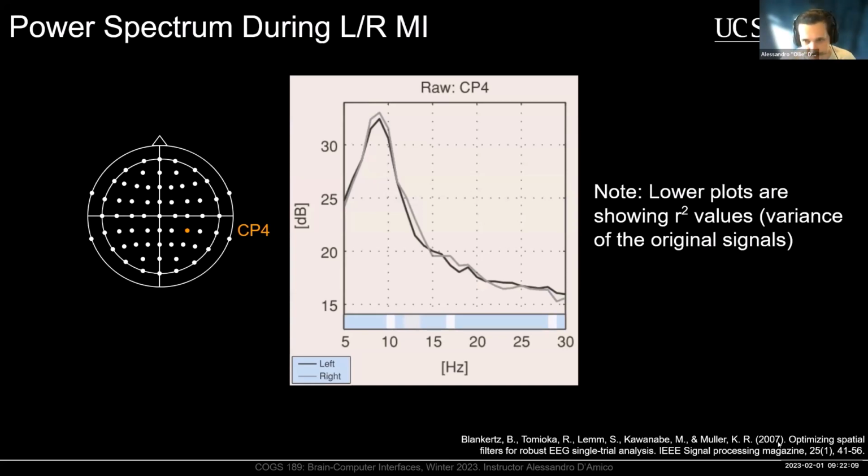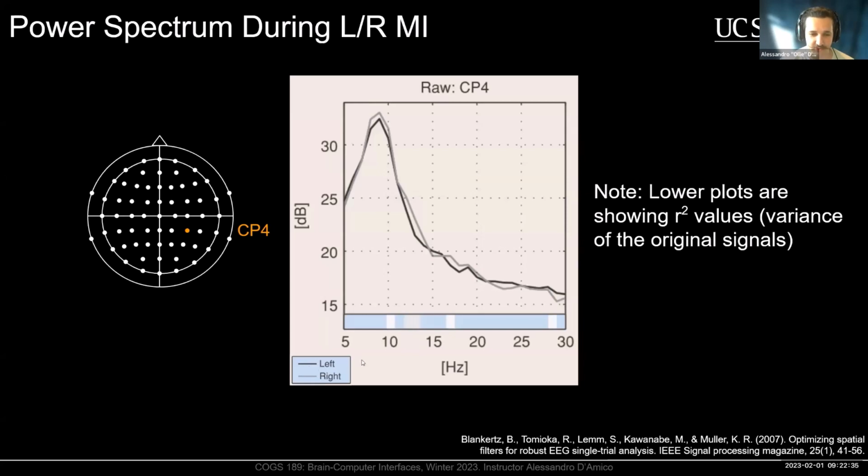Okay. So there's this one set of figures from the Blenkert's paper. By the way, it's often cited as being from 2007 and 2008. It was actually accepted in 2007, but the magazine was published in 2008. So you'll see it cited both ways. But here we have an example of somebody doing motor imagery.